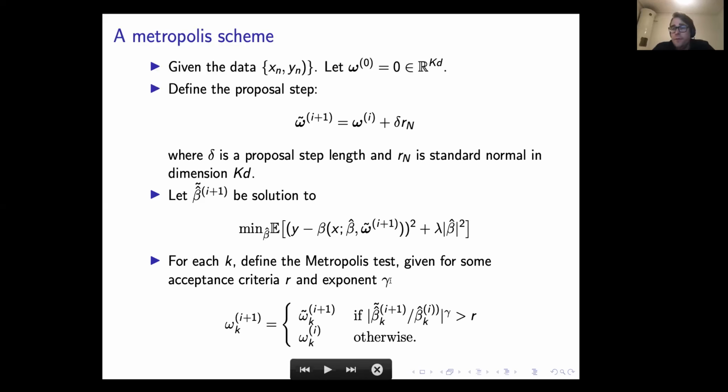We have some sort of justification for how to pick a good exponent gamma and acceptance criterion R. Personally, I think that in practice, you probably want to hand tune those a little bit depending on the problem.